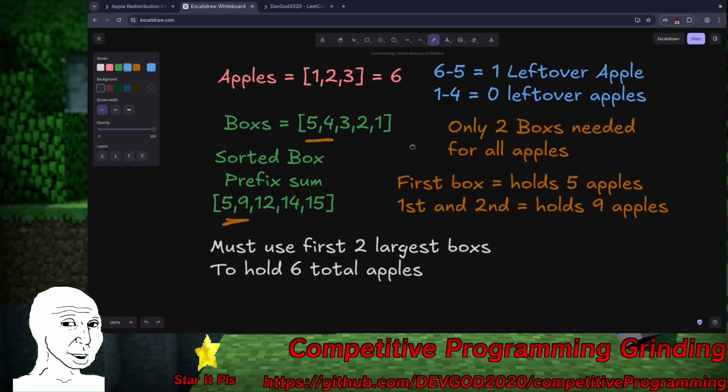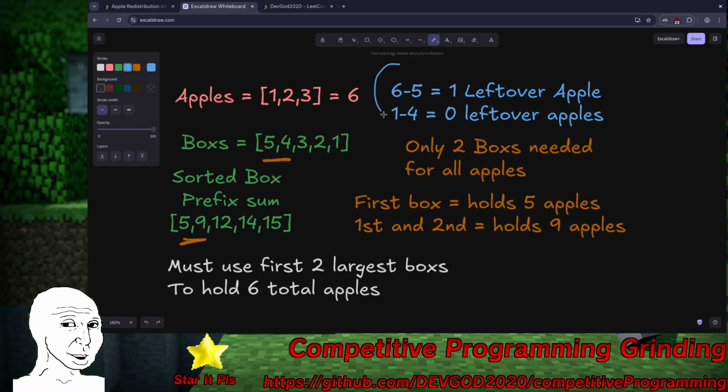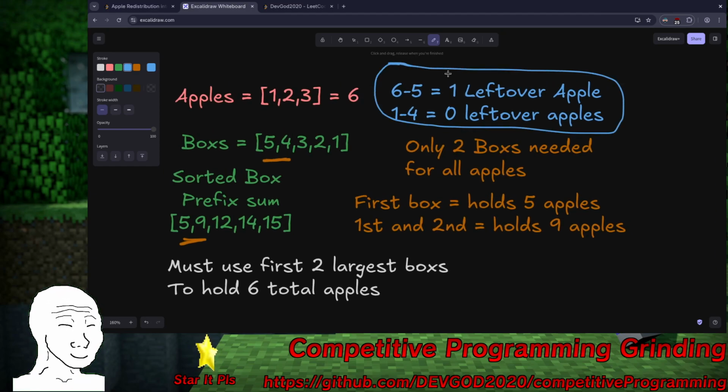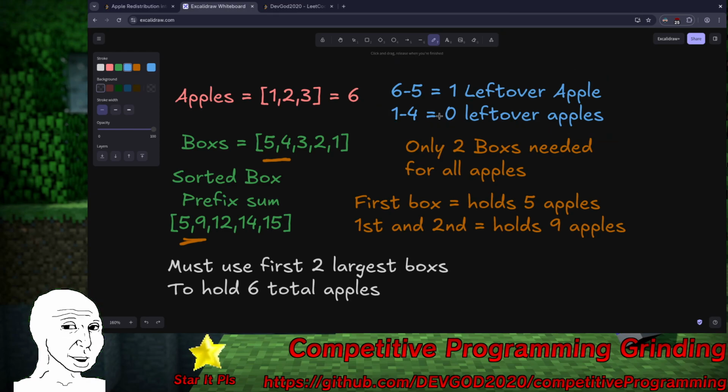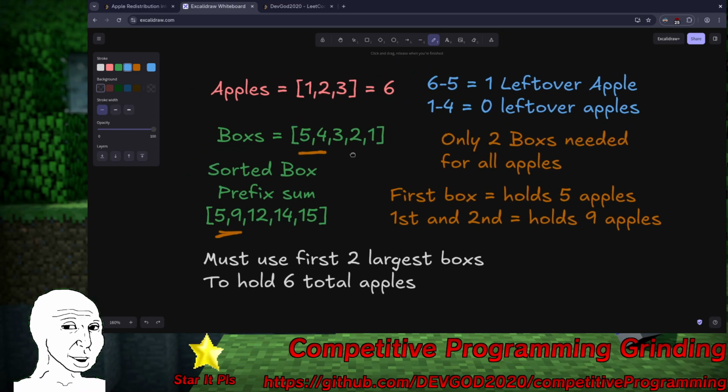Another thing we can do to go about this, some people for this, including myself in the past, were using a while loop to just decrement the apple counter. So you go from 6 to 1 by using the 5 box, and you go from 1 to 0 by using the 4 box.